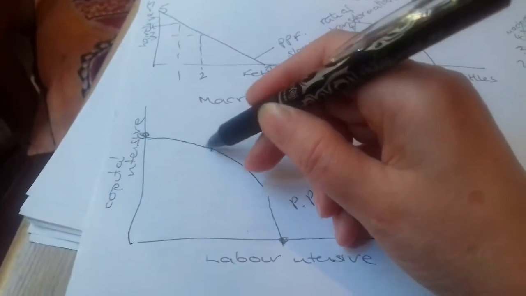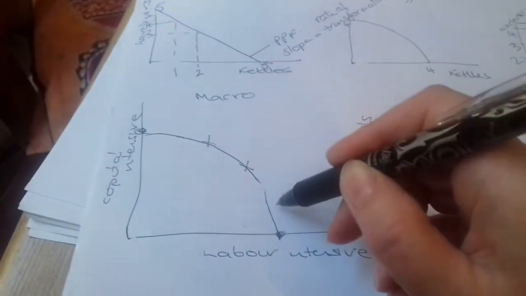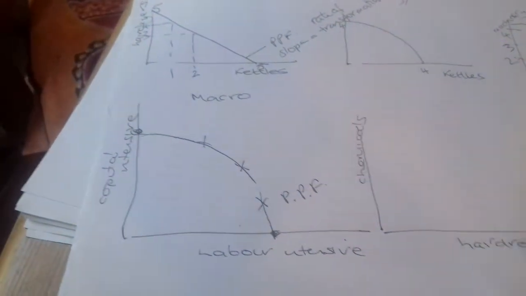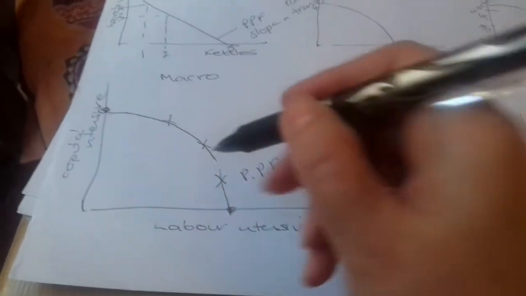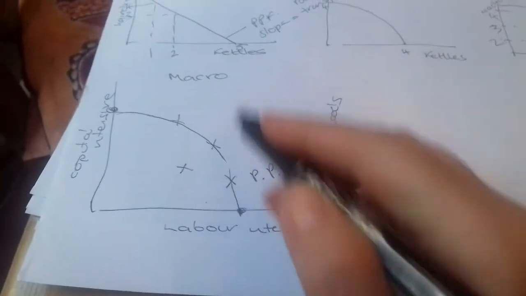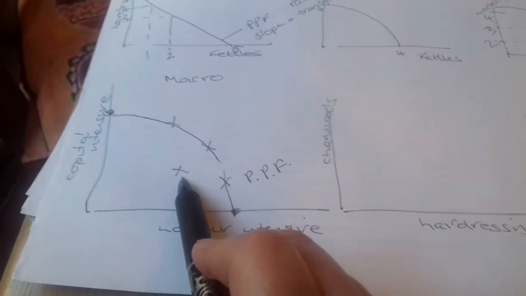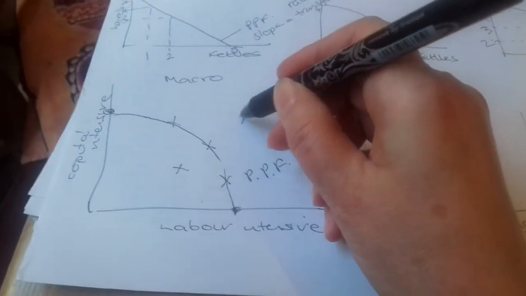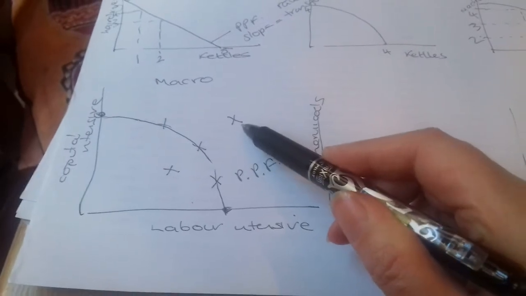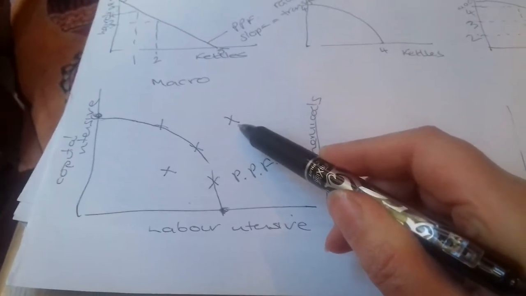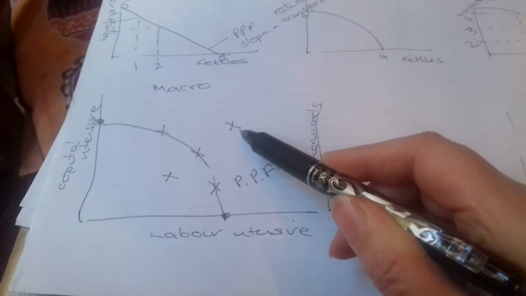Any point on the production possibility frontier represents an efficient use of resources within this country. Any point here represents spare capacity or inefficient use, and any point here is something which we cannot yet achieve, so it means we need greater resources in terms of quantity or in terms of quality.